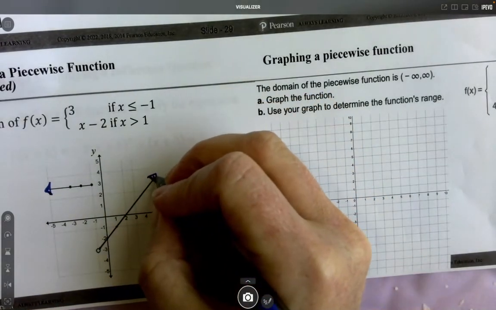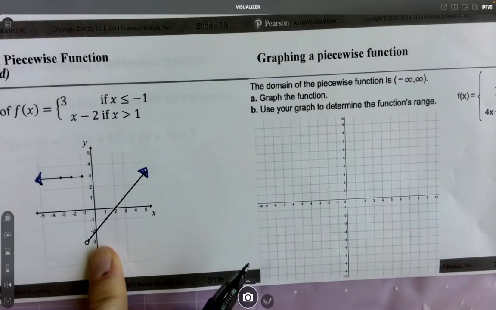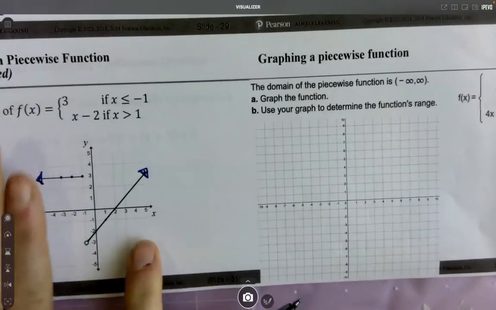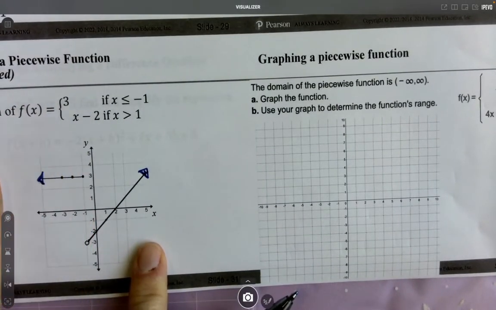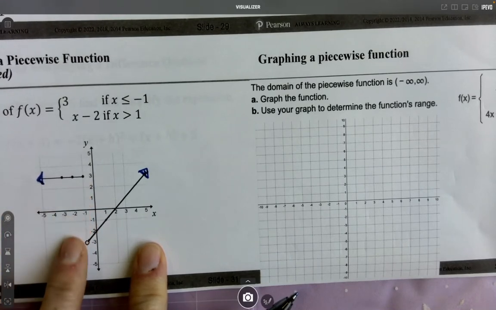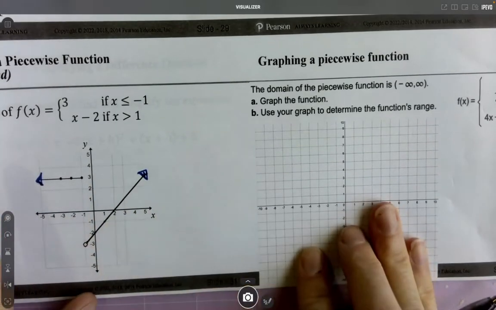So this is a piecewise function. We have two different functions graphed on here. For anything where x is negative 1 or smaller, it looks like this. Where x is negative 1 or bigger, it looks like this.